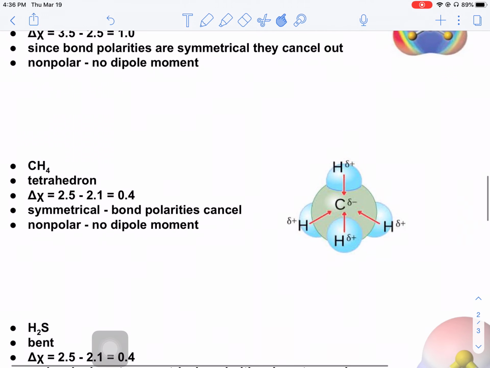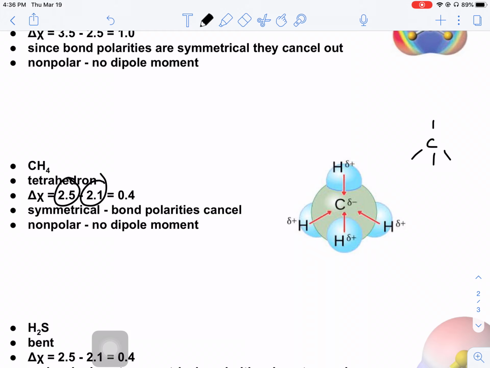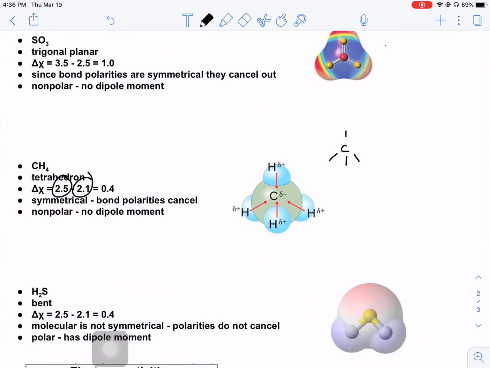Last example is going to be, two more examples. We've got methane, which is a tetrahedron, kind of hard to draw a tetrahedron, but you've got carbon in the middle surrounded by four hydrogens, hydrogen being a 2.1 and carbon being a 2.5. So these are slightly polar bonds, but because of its symmetry, we have no dipole moment, and as a result, really, we're not going to get a polar molecule.